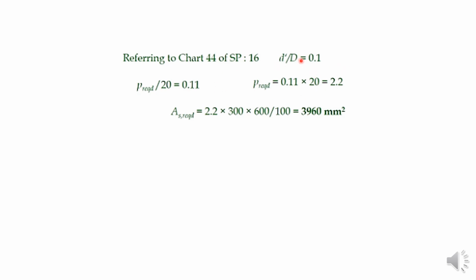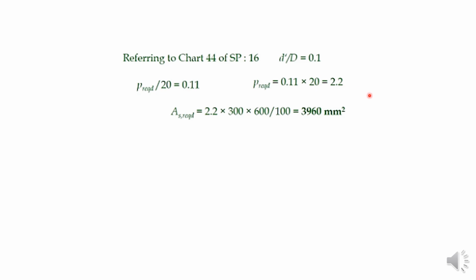So from the non-dimensional parameters we take the p by fck value. p by fck is equal to 0.11. This value is obtained from chart number 44 of SP16. So the percentage required is 0.11 into fck 20, so that value is 2.2. 2.2 is the percentage of steel reinforcement.